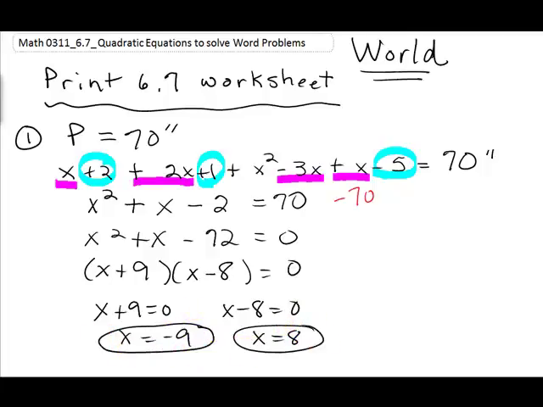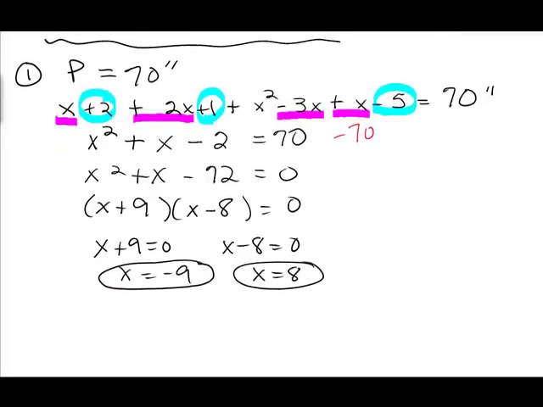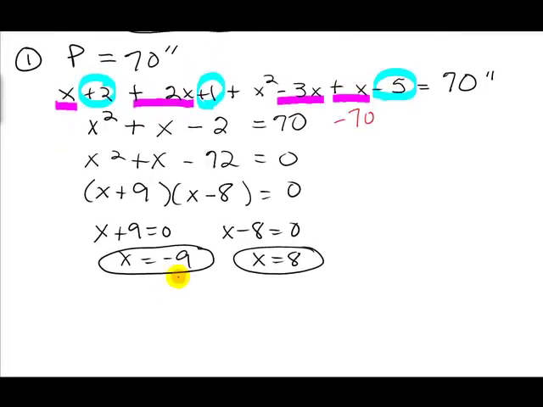But we're talking about a real quadrilateral, and so we don't measure in negative numbers. So we won't be using this answer. We will use this answer. But we're not done. All we have done is find the x. Now we have to plug it into our sides.